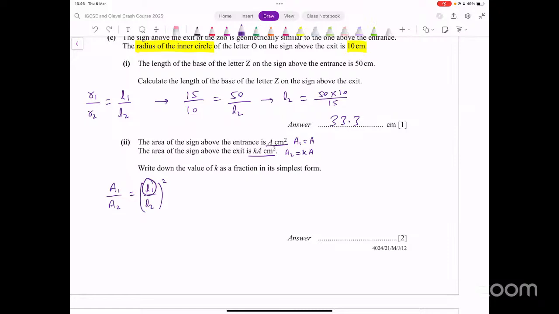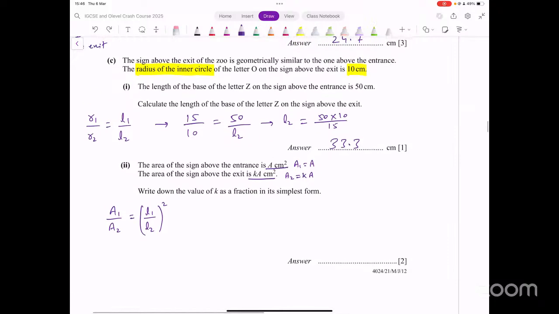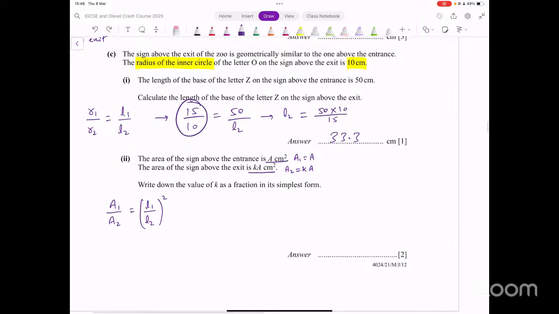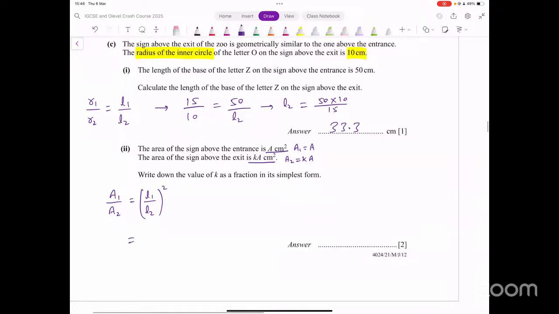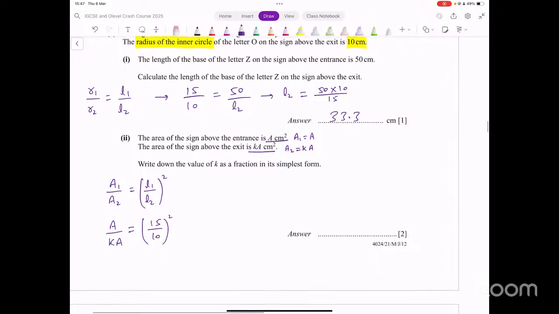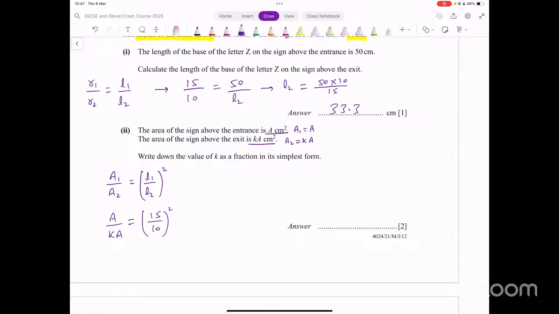L1 is one side of the entrance. So we have this ratio already, right? 15 over 10, we can use that. This is the ratio of the radii. We can use that because the ratios of all sides are going to be the same. 15 over 10, let me use that here. 15 over 10 whole squared. Now, A1 is supposed to be A. A2 is supposed to be K times A. And from this, we can find the value of K. Let's see what that turns out to be.